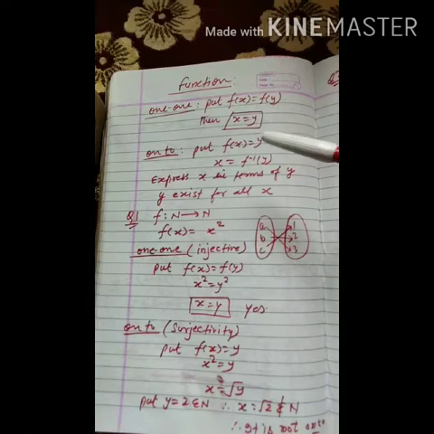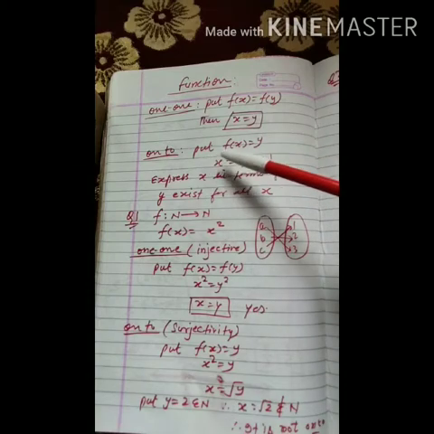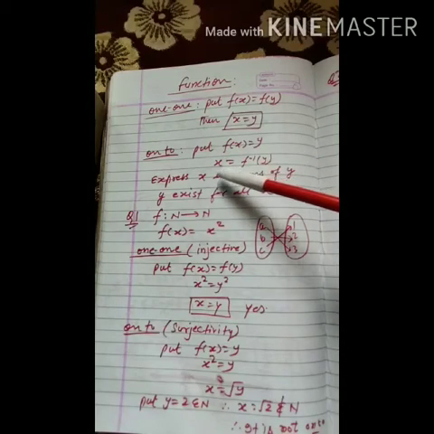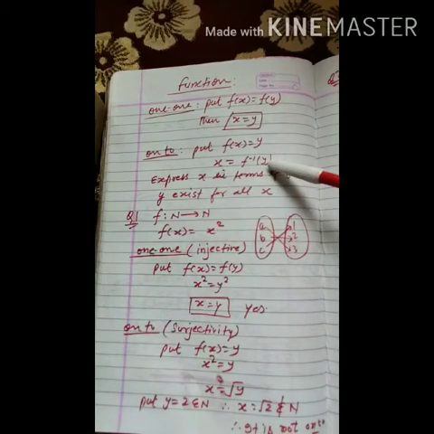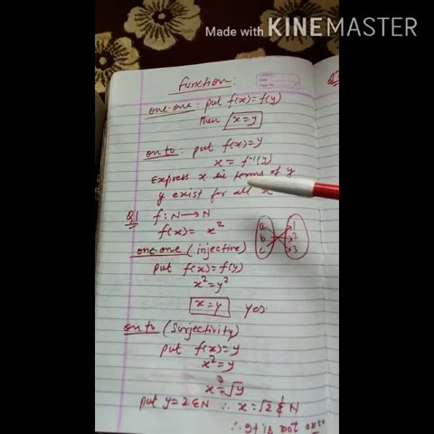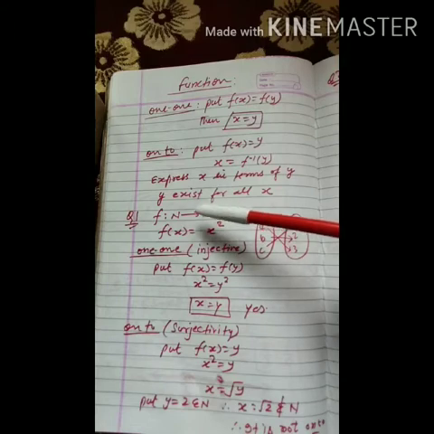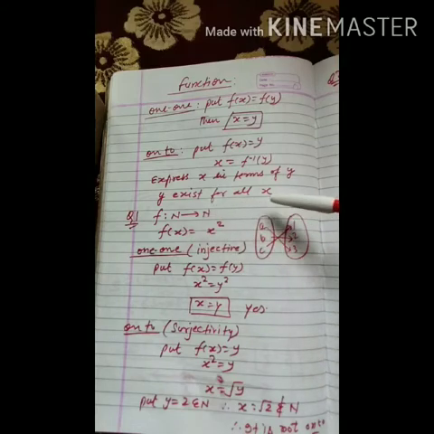The condition necessary for this is to put f(x) equal to y, then express x in terms of y. After expressing x in terms of y, we have to check that x exists for all y, or you can say that for all elements of the codomain there exists an element in the domain. All the codomain elements have their pre-image in the domain. This is the necessary condition for an onto function.